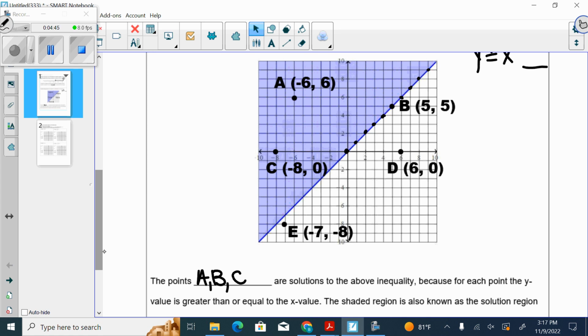So if you notice, B is on the line, and is it an open point or a closed point at B? Closed, and it's on a solid line, right? So it's included, just like our point C was included because that's where it started, right?